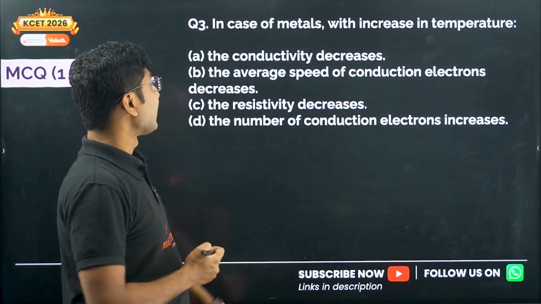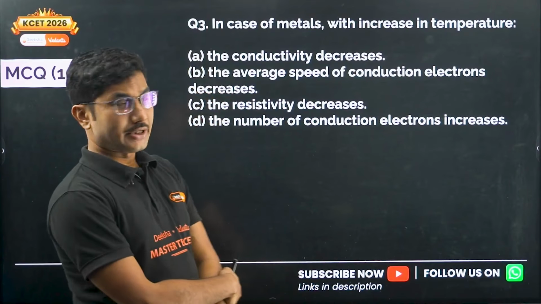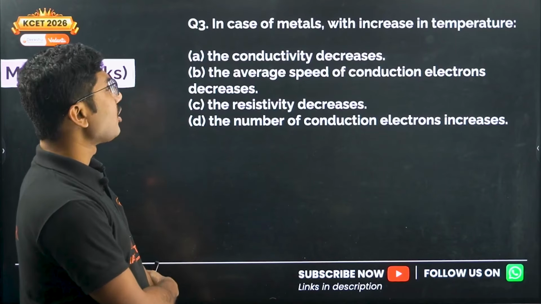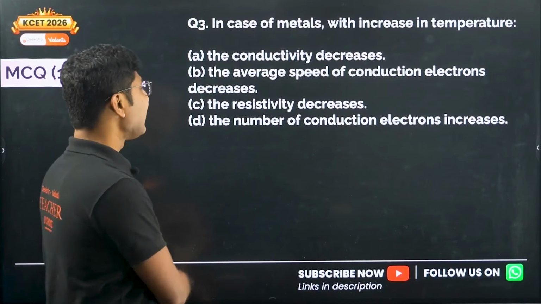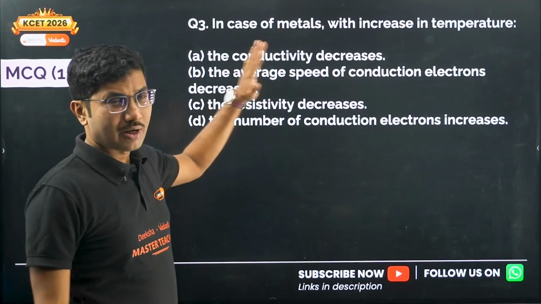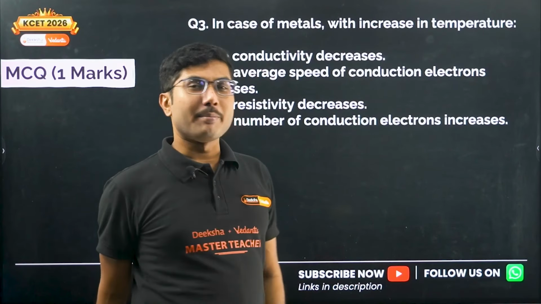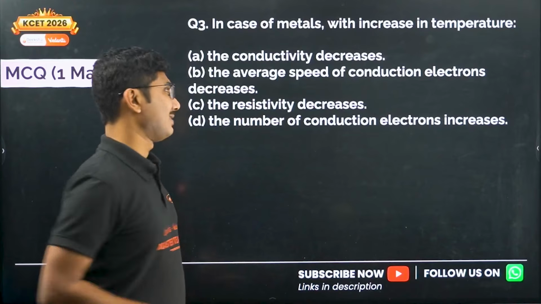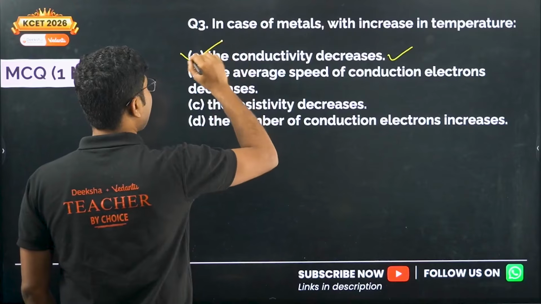Now let's move on to the next question. In case of metals, with increase of temperature, what happens? The conductivity decreases, the average speed of conduction electron decreases, the resistivity decreases, the number of conduction electron increases. Now let us understand one by one. The conductivity: when you increase the temperature of a metal, it becomes a bad conductor, its conductivity decreases. So this is definitely the correct option as well.